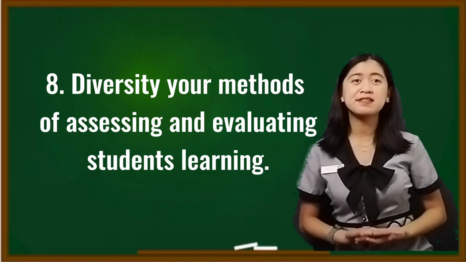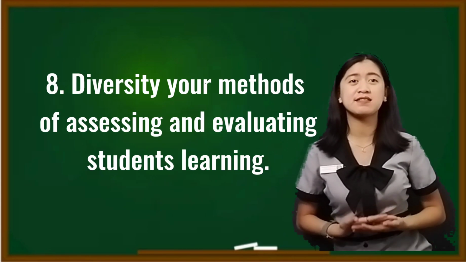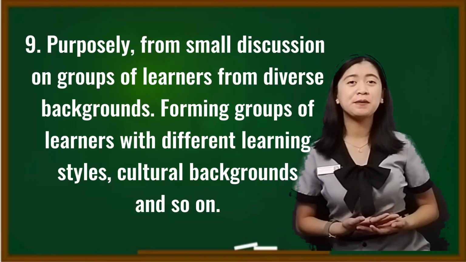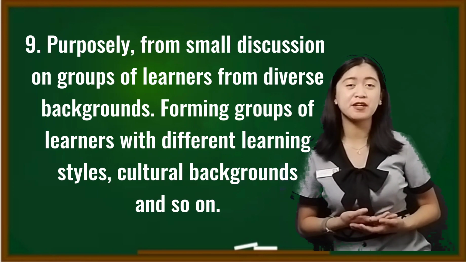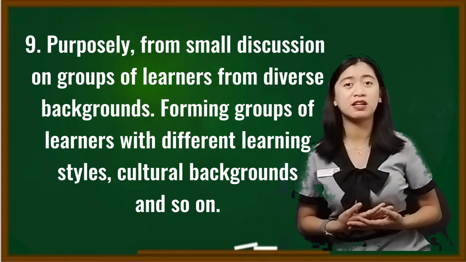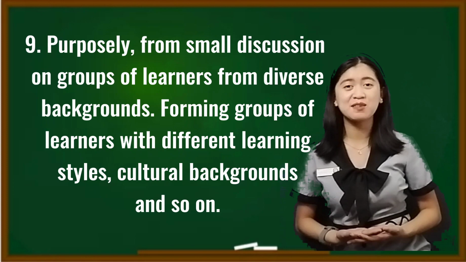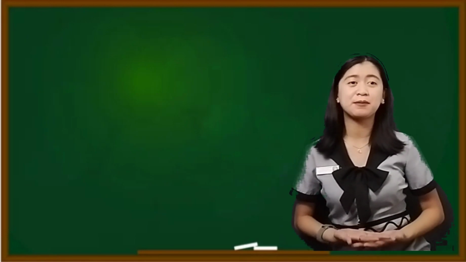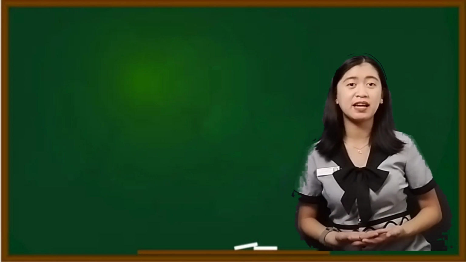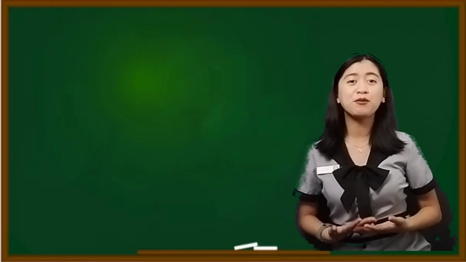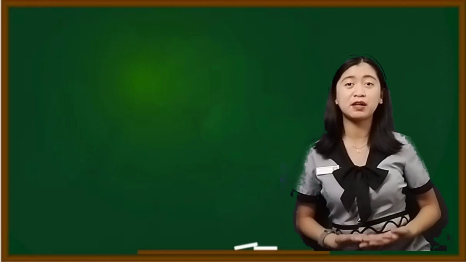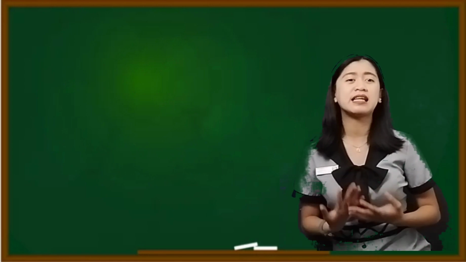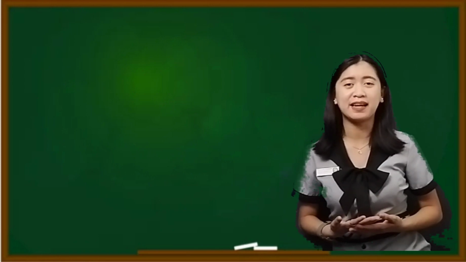Eighth, diversify your methods of assessing and evaluating student learning. And lastly, purposely form small discussion groups of students with different learning styles, cultural backgrounds, and so on. So with that, providing direct instruction and teaching advocacy are ways to construct an effective learning development for all of our students who each have a unique and developing mind.